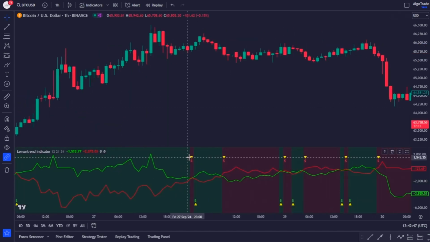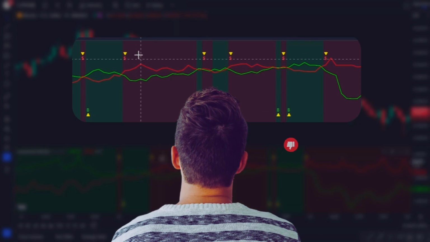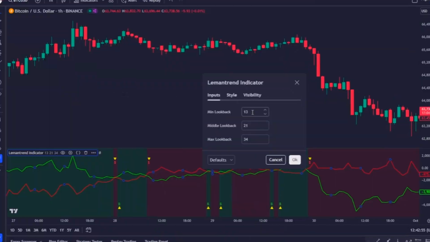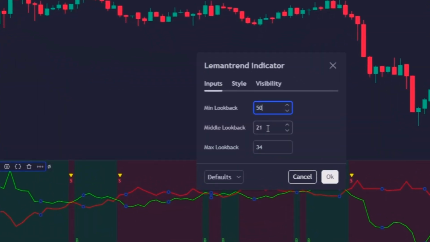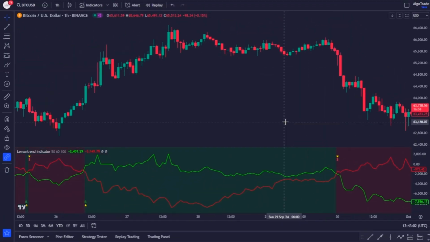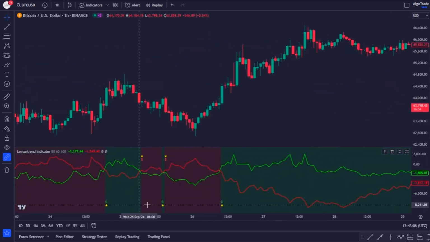However, as you can see, it reacts too quickly to price changes, and this is something I usually don't like to see. And so, after some backtesting of its settings, I found out that by using 50, 60 and 100 we can clear some fake signals, but not all of them. As a result, I had two options.